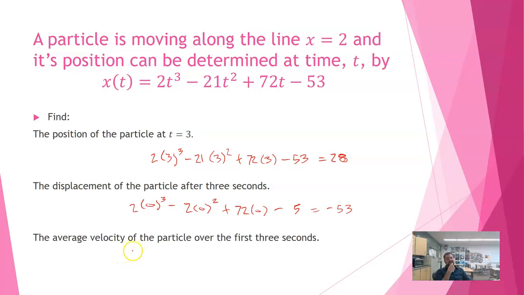My average velocity then, oh wait, excuse me, I'm not done yet. That is my position at time equals 0. This is my position at time equals 3.